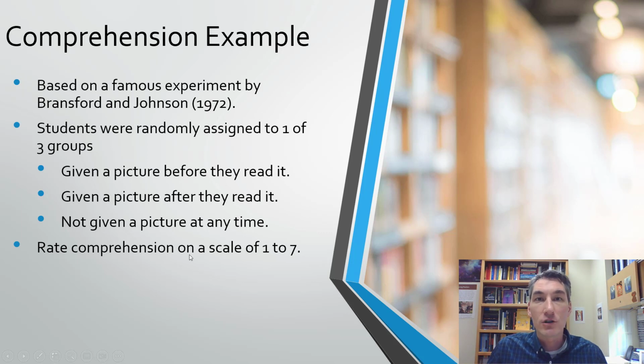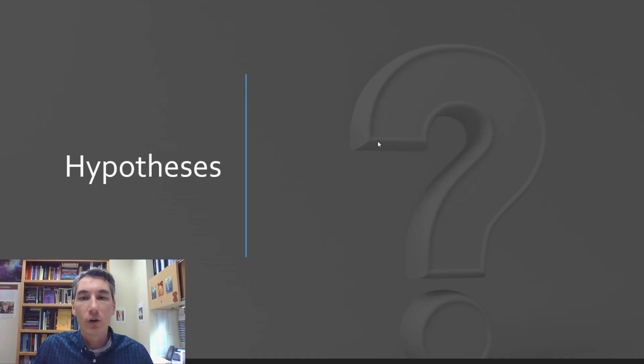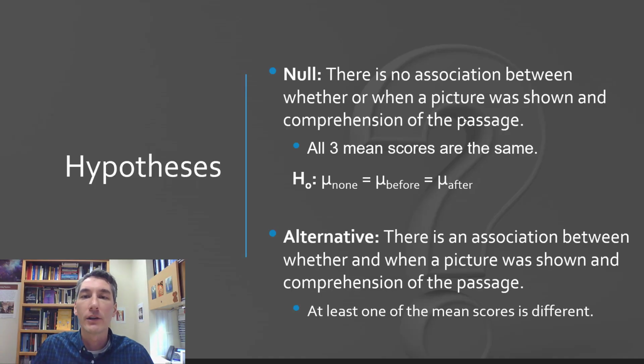The comprehension was rated on a scale of 1 to 7, so that's going to be quantitative data. Then we assign it to 3 groups, and we find the mean of group 1, the mean of group 2, and the mean of group 3. So what are the hypotheses for this? Well, your null hypothesis is there's no association, and the alternative is that there is an association between the 2 variables.